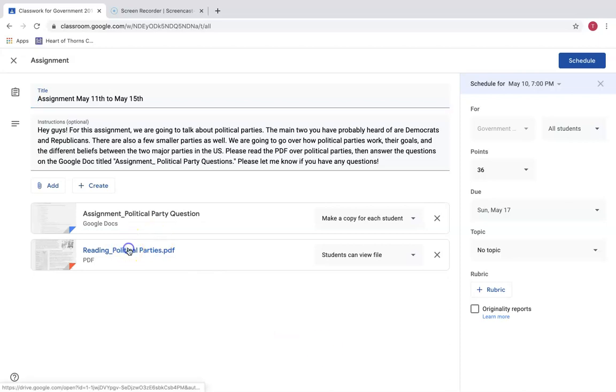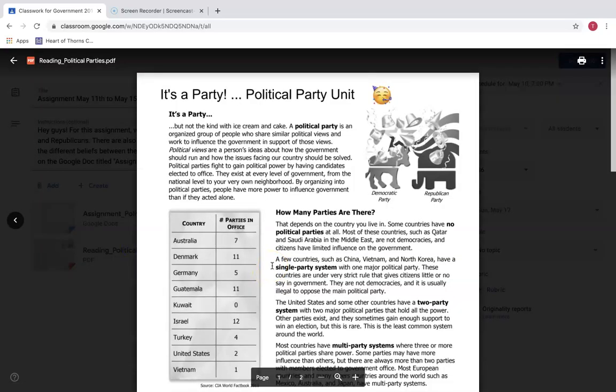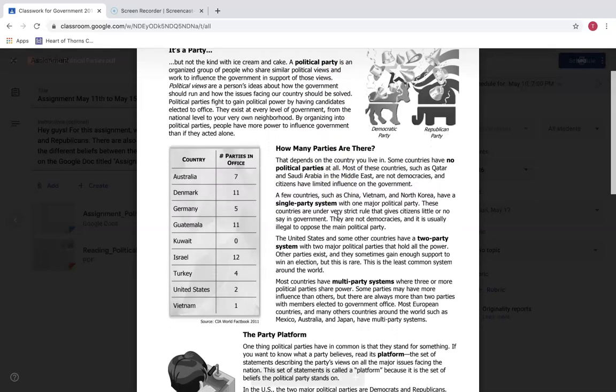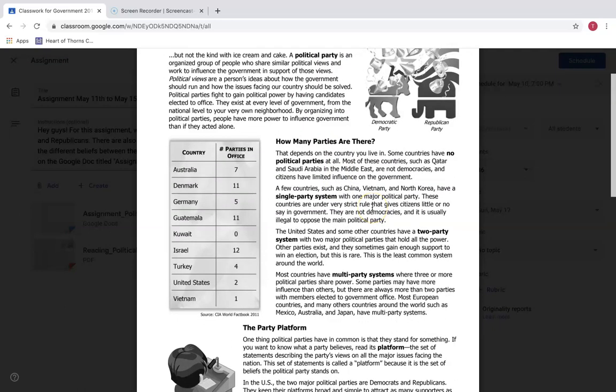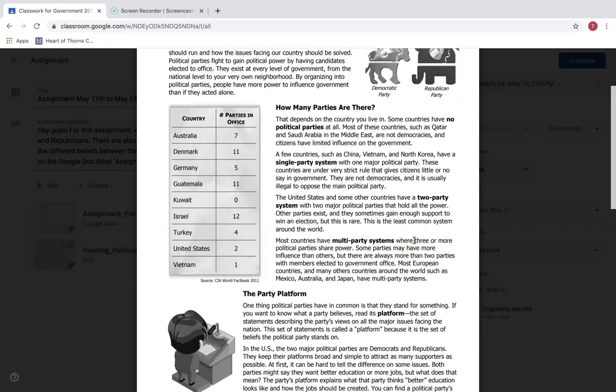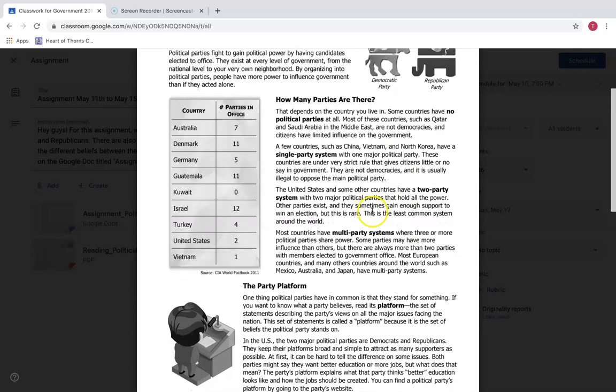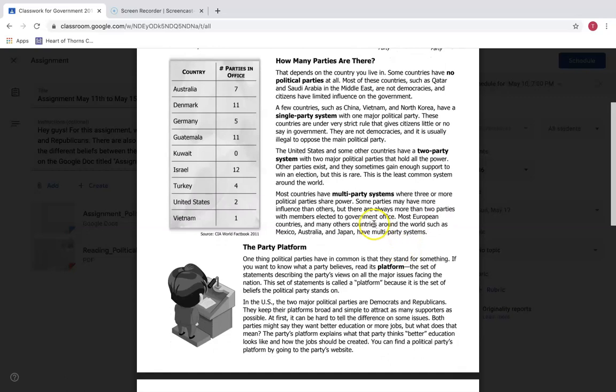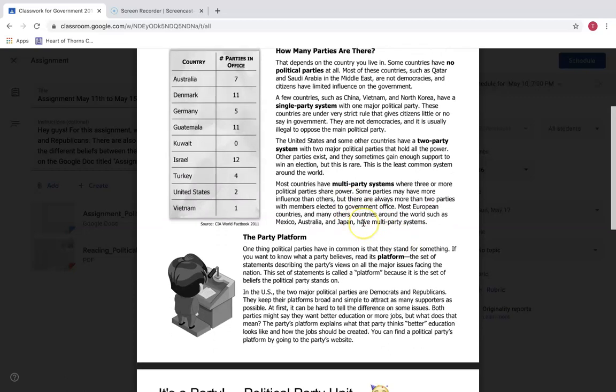But you need to know about how political parties work. So, this week you're going to read this reading. It tells you what political parties are. It's going to go over a single party system, where you have only one major political party. A two-party system is more like what we have, where we have two major political parties. Multi-party systems, lots of European countries have these.